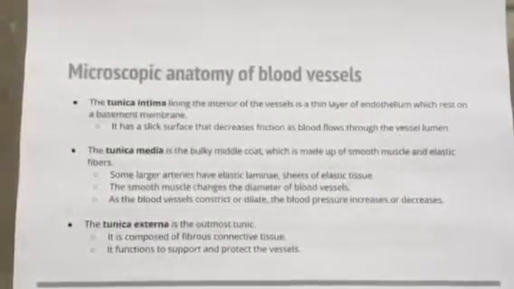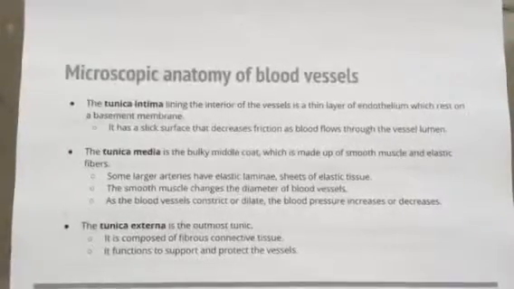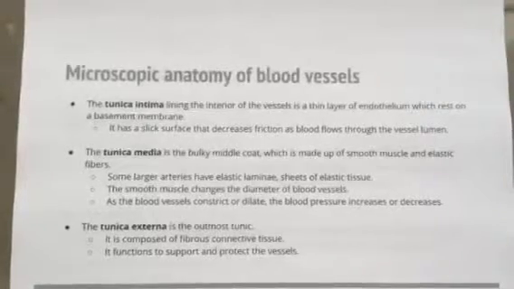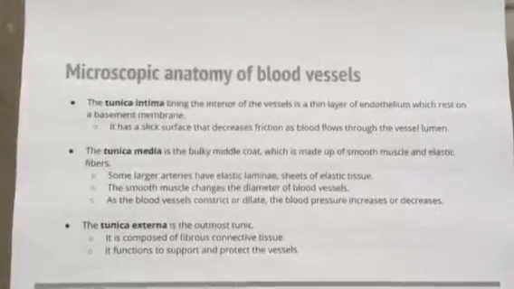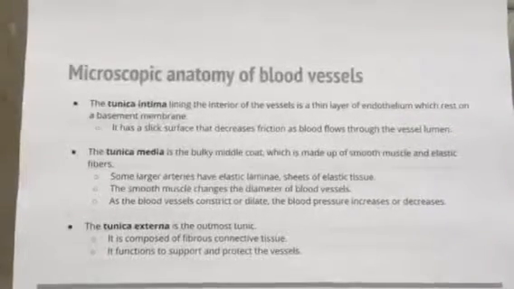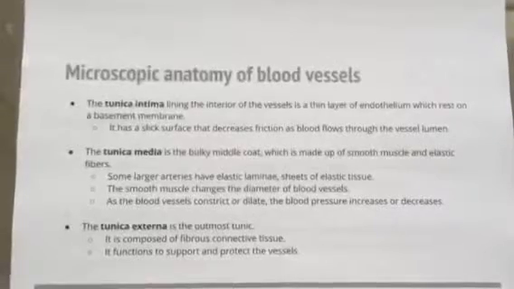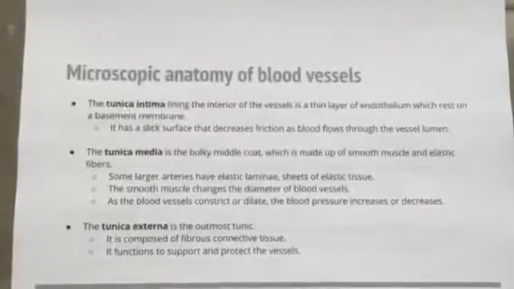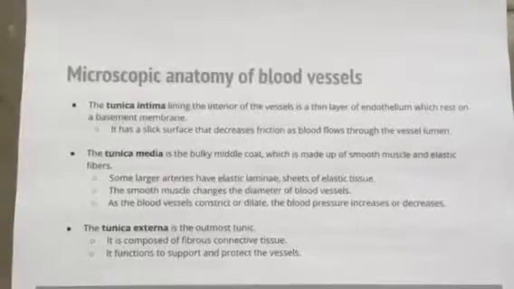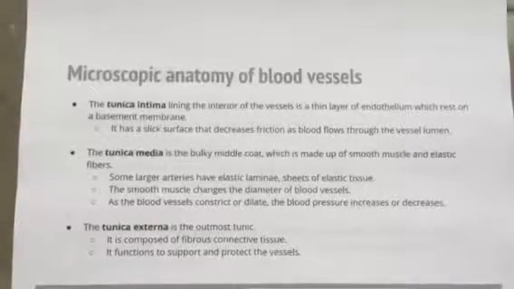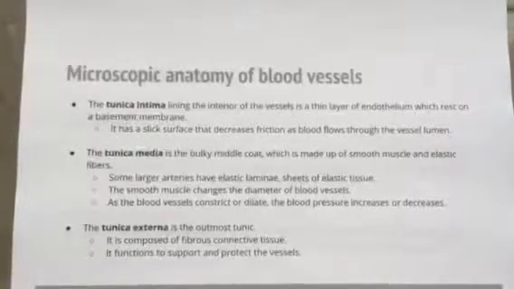The tunica media is a bulky middle coat, which is made up of smooth muscles and elastic fibers. Some larger arteries have elastic laminae, sheets of elastic tissue. The smooth muscles change the diameters of blood vessels. As the blood vessels constrict or dilate, the blood pressure increases or decreases.